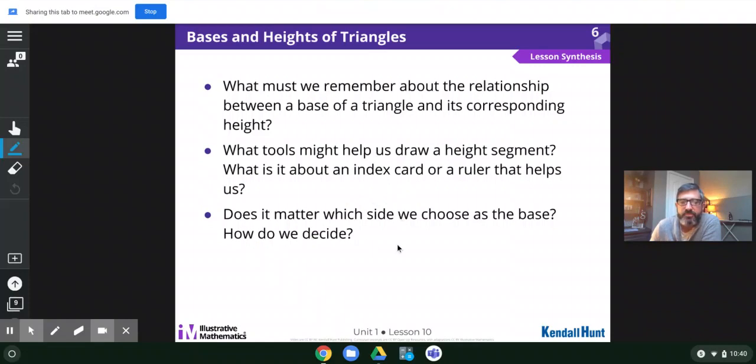So the last question here, does it matter which side we choose as the base? So how do we decide? Well, it does not matter what side you choose. Any side of a triangle can be the base in order to find the area. However, how do we decide that? Well, it's easiest if we choose a line segment that is perfectly horizontal or goes perfectly from side to side. Or we can choose one that is perfectly vertical or goes perfectly up and down. That just makes it easier when we're drawing our line segment for our height, and it makes it less confusing when we're trying to find the area.